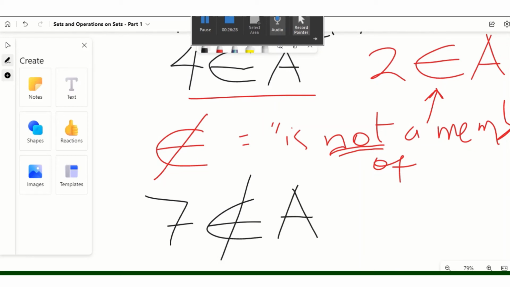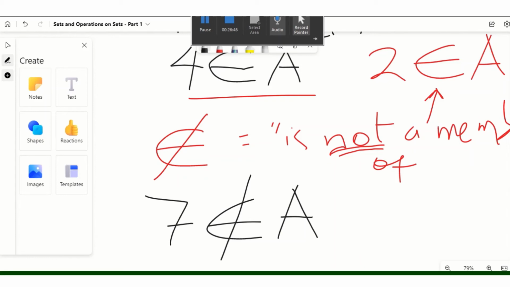Also, 7 is not a member of the set A, or does not belong to the set A. This means the same. So when you see this sign, it means it's not a member of, or does not belong to, that set A.